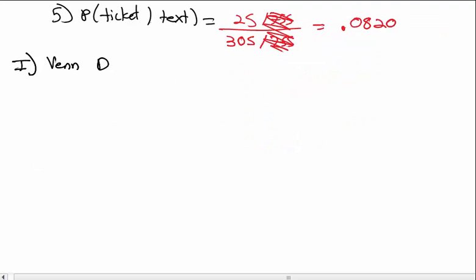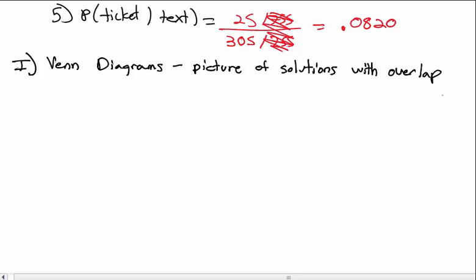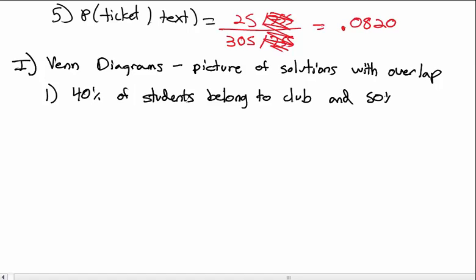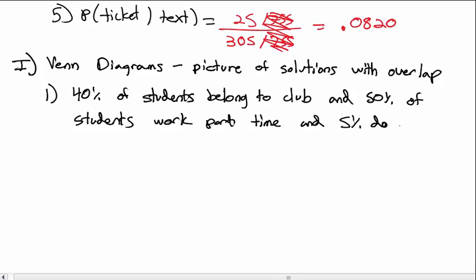Venn diagrams. Venn diagrams help us make a picture of solutions with overlapping areas. And we're just going to touch on these really quick, not spend a lot of time on them. But the idea is if I've got information like 40% of students belong to a club, and 50% of students work part-time, and 5% do both.